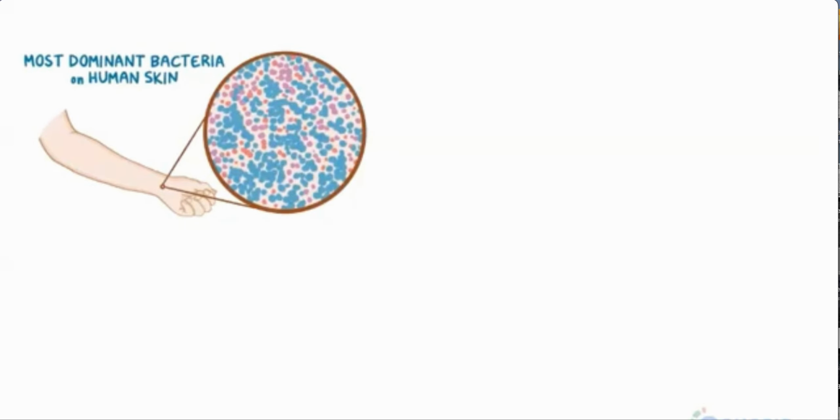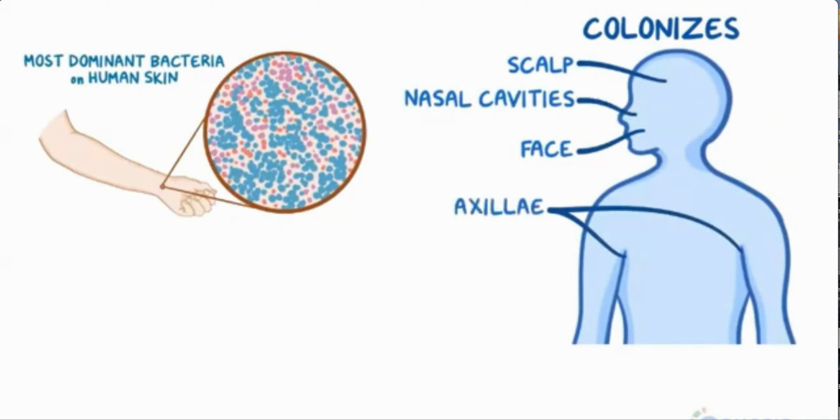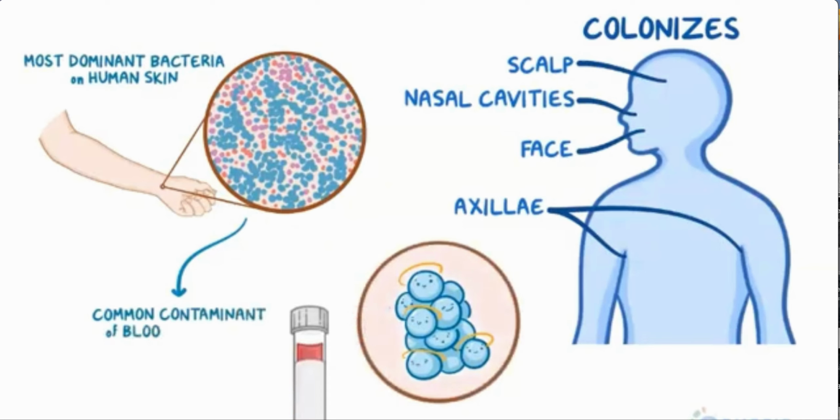Alright, now Staph epidermidis is actually the most dominant bacteria on the human skin. It colonizes mostly the scalp, the face, the nasal cavities, and the axillae, where it lives as an innocent commensal without causing any harm. And since it's the most abundant bacteria on the human skin, it is a common contaminant of blood cultures.